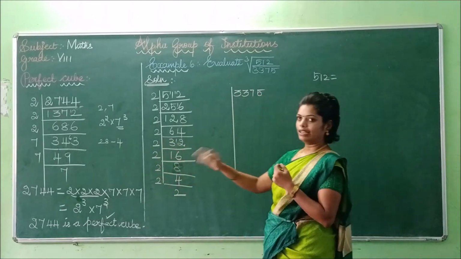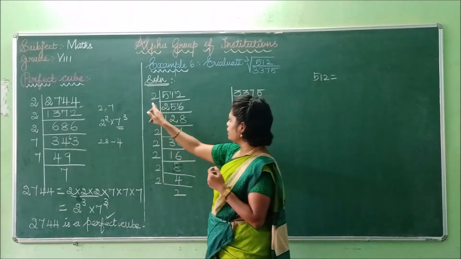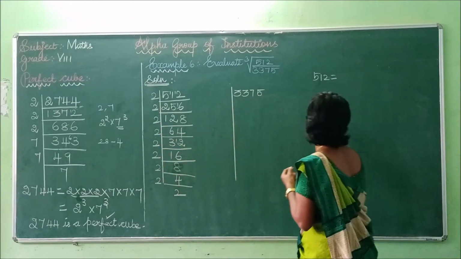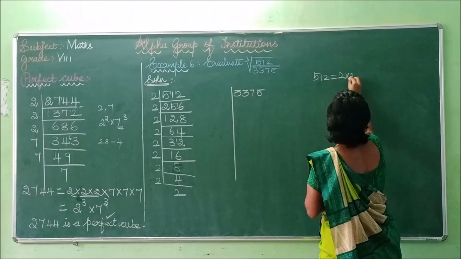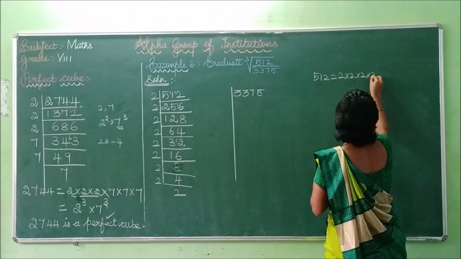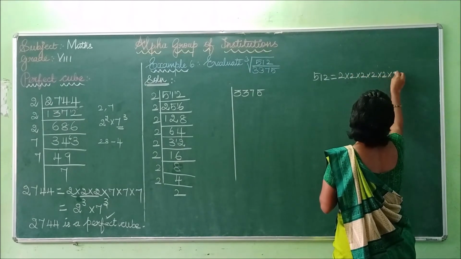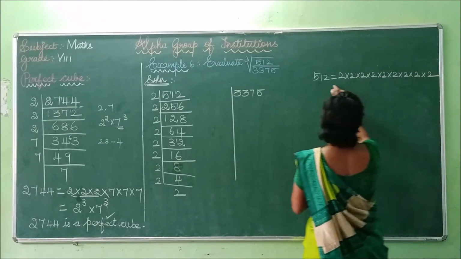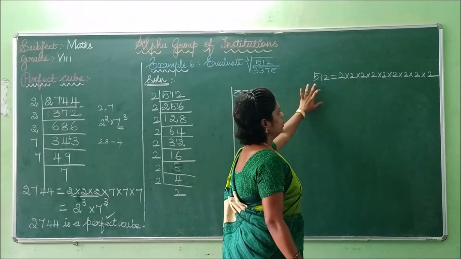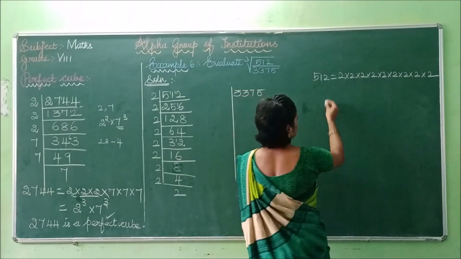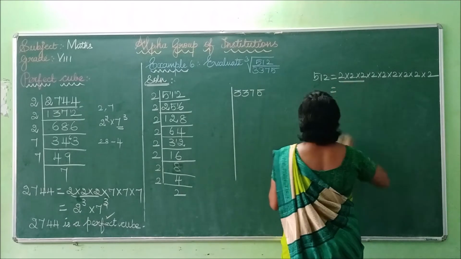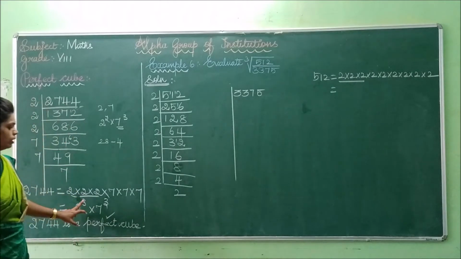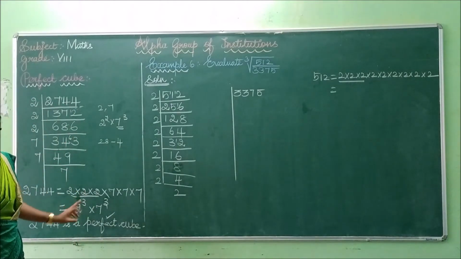So it is 2 only. So how many times can you add it? 1, 2, 3, 4, 5, 6, 7, 8 and 9 times. So you can write here 1, 2, 3, 4, 5, 6, 7, 8, at last 9. So 9 2s will give 512. So if you want to say it as a perfect cube, you have to write the term into the power 3. That means the value thrice.